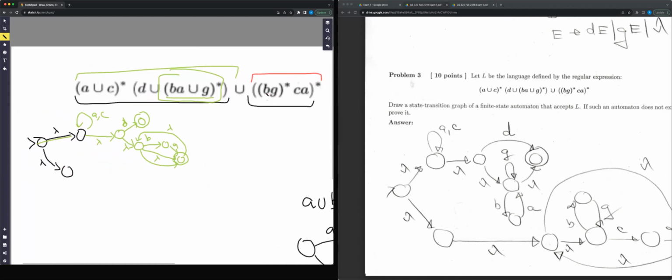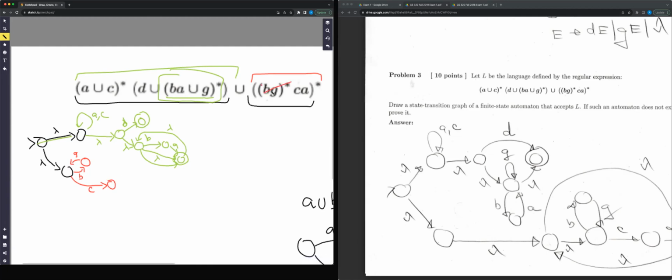So from this state, I need to do a BG star. So that's a B and then a G. Right, so I loop back and forth, and then that handles the BG star. And then once I'm done with this, if I move forward, that means I'm writing a C.